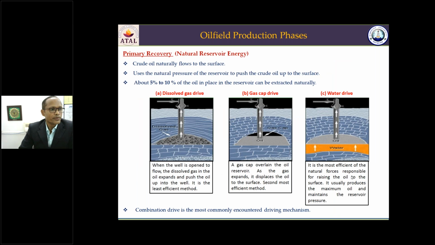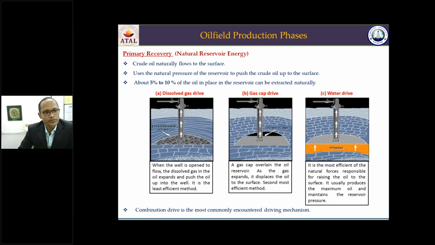So as I told you, the primary recovery uses the natural energy of the reservoir. Natural energy can be in the form of dissolved gas; different driving mechanisms are there. These driving mechanisms are instrumental in recovering the petroleum. Driving mechanisms include the dissolved gas drive. As the fluid is produced, the dissolved gas comes out. This dissolved gas expands and pushes the oil to the surface.